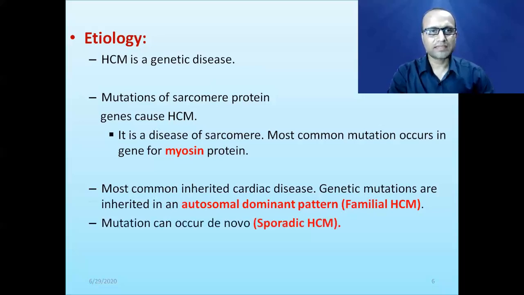Some cases of HCM are caused by de novo mutations. De novo mutations are those mutations which are acquired after birth of a person. Inherited HCM is called familial HCM, and HCM caused by de novo mutations is called sporadic HCM.